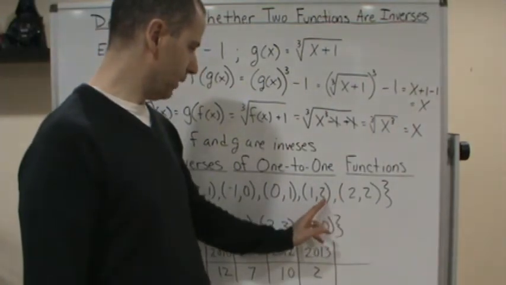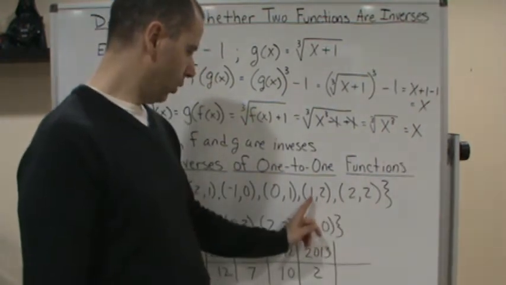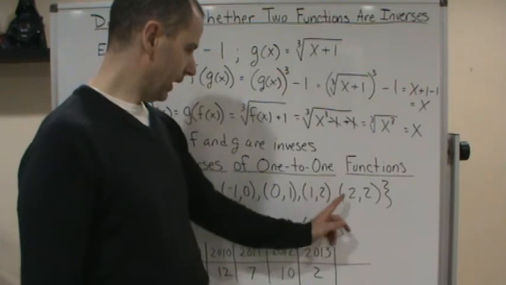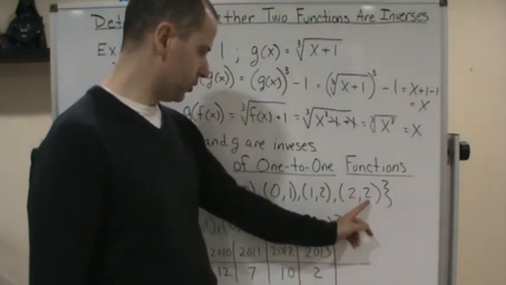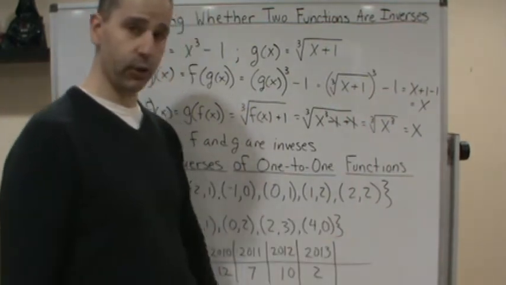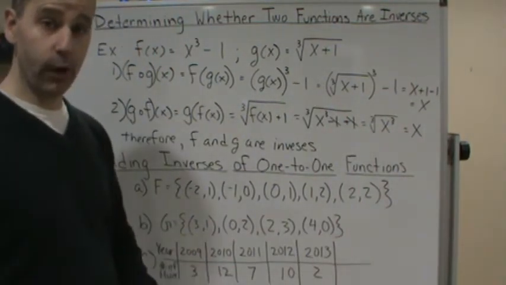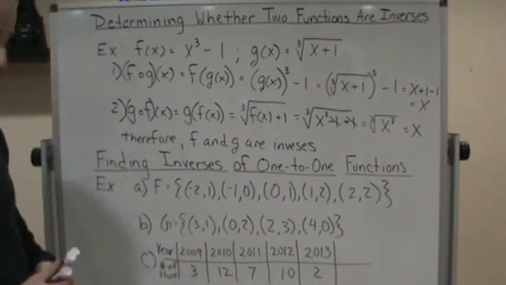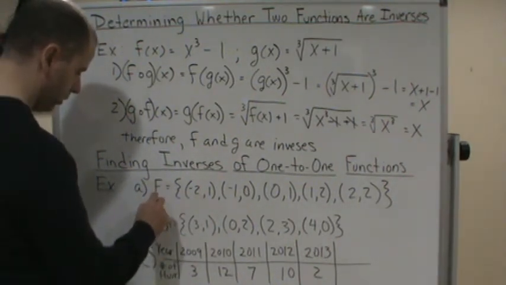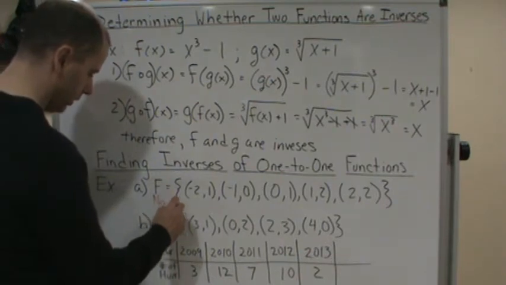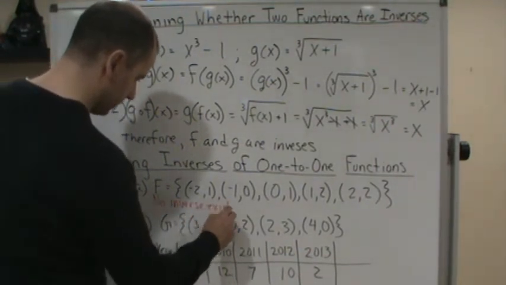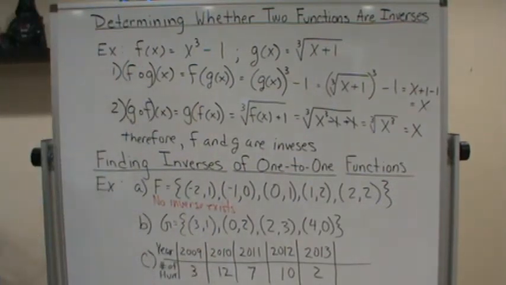We have a repeated y value here, which means 1 is mapped to 2, and 2 is also mapped to 2. So we have two x values going to the same y value. This is not a one-to-one function, therefore there is no inverse. So no inverse exists. Okay, so we're done.